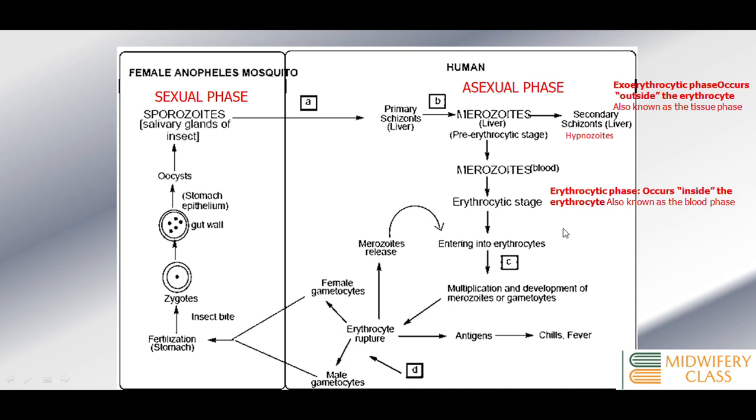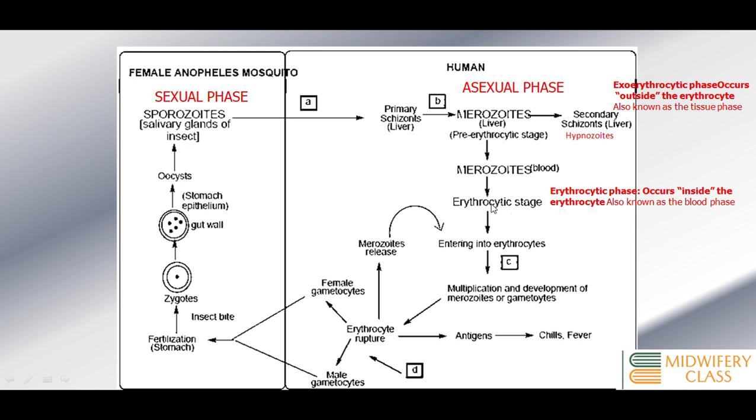Now, this is very important, especially the asexual form that occurs in humans, because one, we have drugs that target tissue schizonts. They are called tissue schizonticides. These drugs target schizonts that are within the liver. Then we have drugs that are called blood schizonticides. They are aimed at schizonts that are within the blood system, within the erythrocyte.